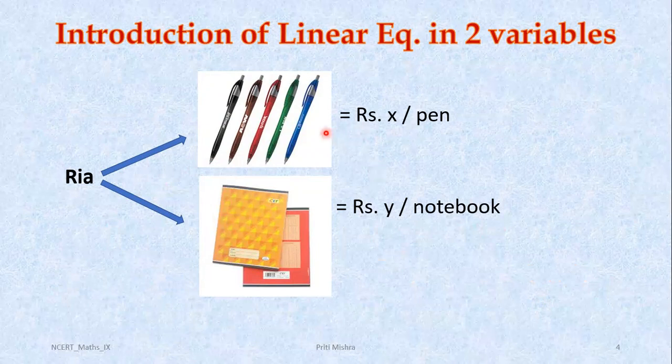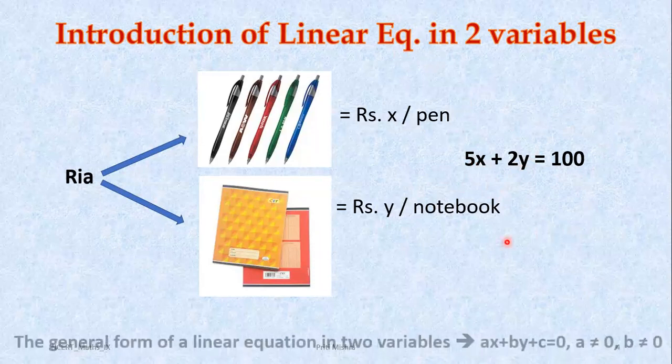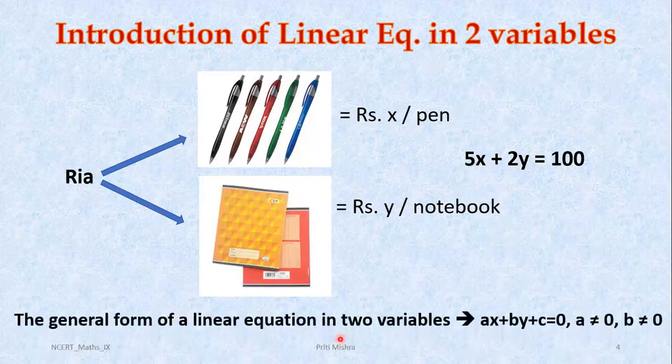He calculated that just by multiplying 5 with the cost of each pen and 2 with the cost of each notebook. So here we are framing a linear equation in two variables: 5x plus 2y equals 100, where x and y are two different variables. This is a linear equation in two variables. Just like this, we can have a linear equation in two variables in general form: ax plus by plus c equals 0, where a and b shouldn't be 0.